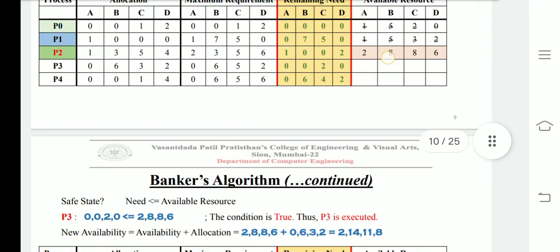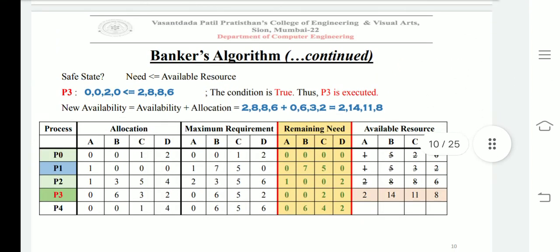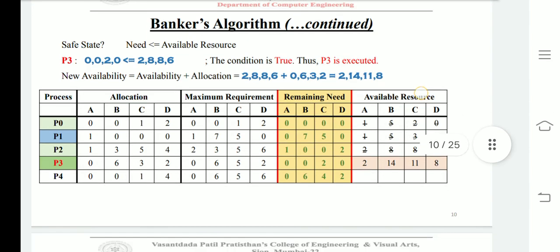Then we will proceed with the process P3. Again we will check the condition. Whether the condition is true? Yes, the condition is true. And then we will update the available resource value. So we will get the answer as 2, 14, 11, 8.